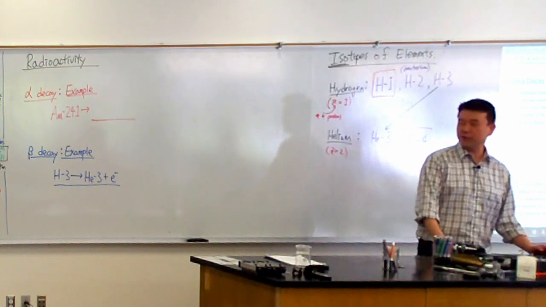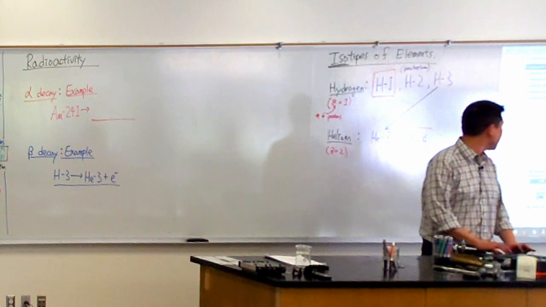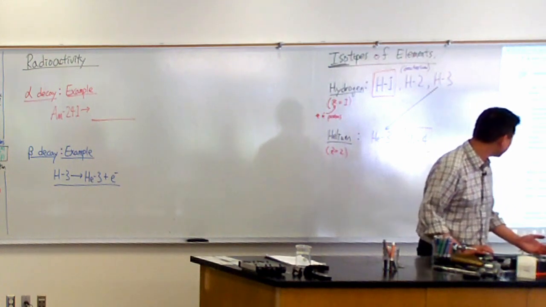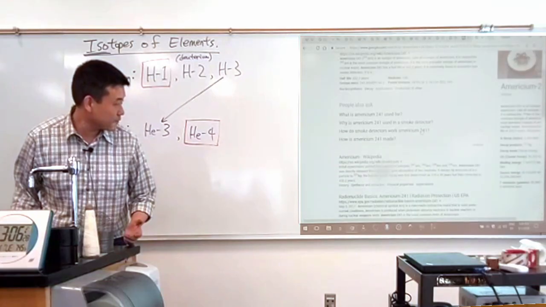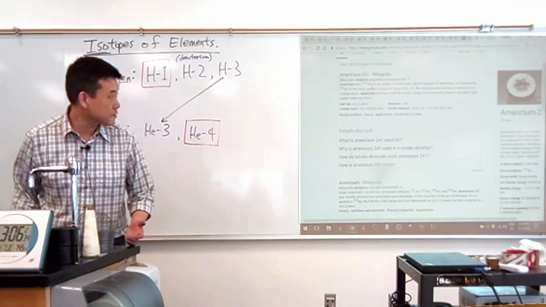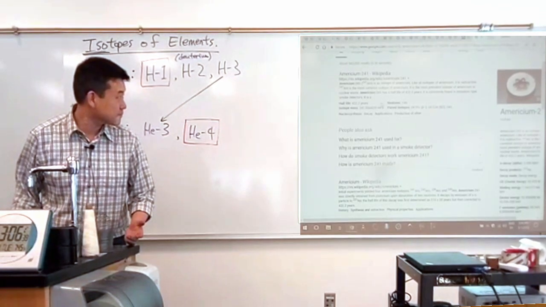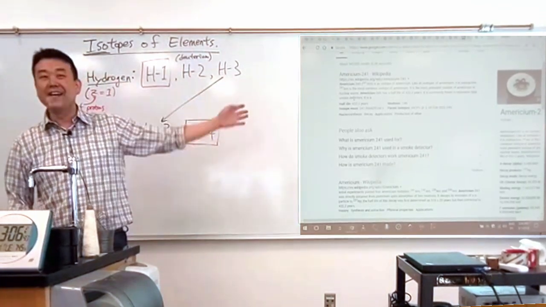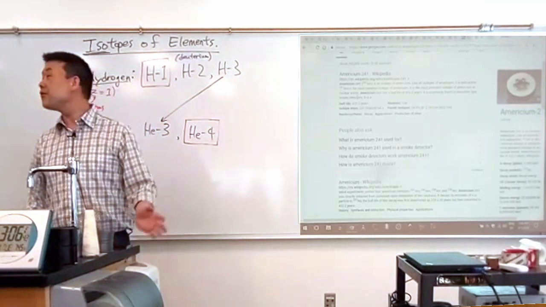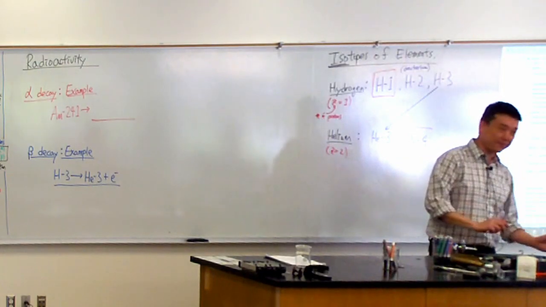Americium, I think 241 is right. Let me just double check. Americium 241. If I guessed it right, then it'll be talking about smoke detectors somewhere. Isotope, radioactive, most common. The last sentence in that one: smoke detector, yeah, okay, 241. So americium 241 undergoes alpha decay, and that's used in smoke detectors.